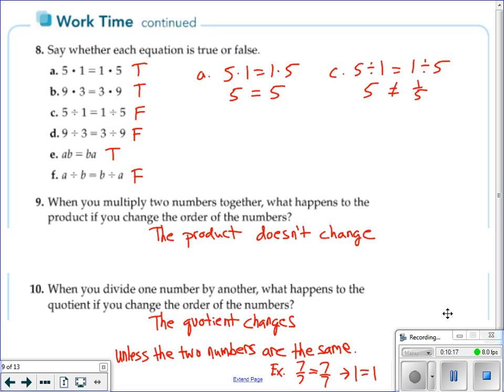So looking at number 9, when you multiply two numbers together, what happens to the product if you change the order of the numbers? Well, the product doesn't change. It does not matter what order you multiply numbers in, you will still get the same answer.